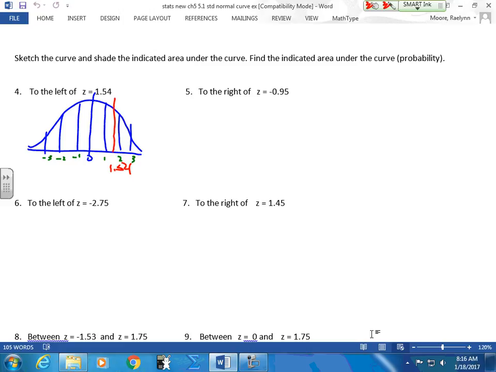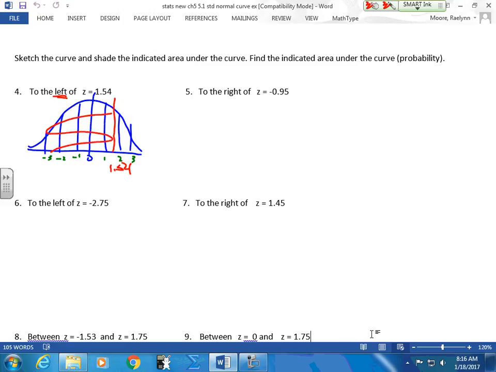Now, we're gonna keep our z-scores on the bottom. When we do x values pretty soon, we're gonna keep those on the top. The book does it a little different. I don't like the way they do it. I like the z-scores on the bottom, the x values on the top. I want to the left, so I'm gonna shade all this.